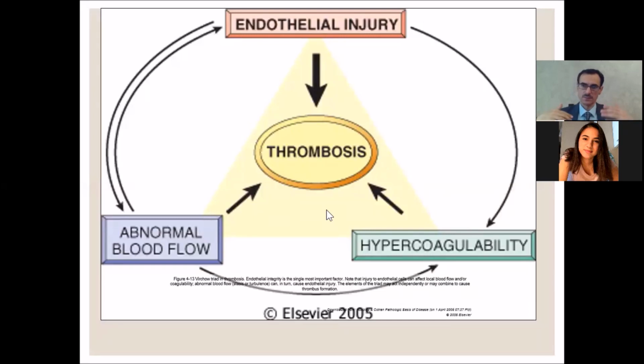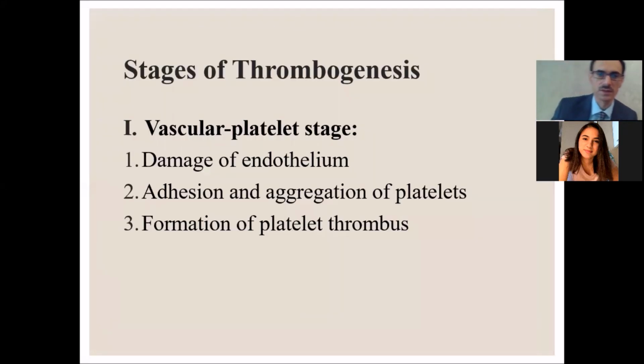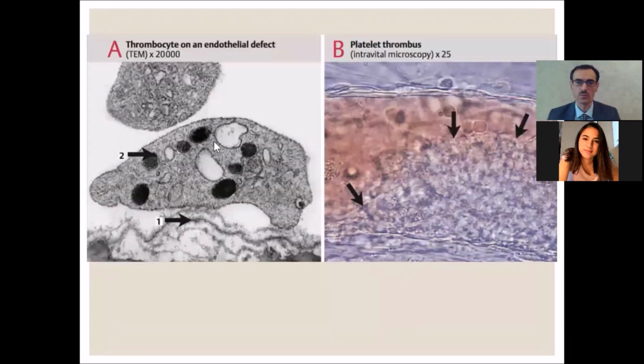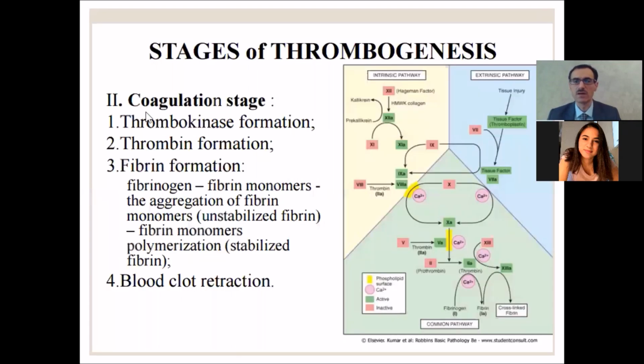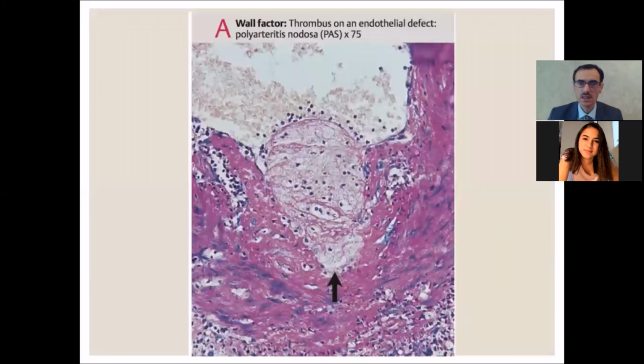hypercoagulability, the increasing of the coagulation ability of the blood. The stages of the thrombogenesis: the vascular platelet stage, as we said, the damage of the endothelium, adhesion and aggregation of the platelets, and the formation of the platelet thrombus. Here, this is the electron micrograph of the platelet thrombus. Then the second one, the coagulation stage: the thromboplastin formation, the thrombin formation, the fibrin formation, and the blood clot retraction. And here you see the histologic view of the thrombus.